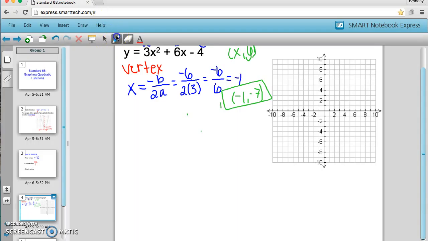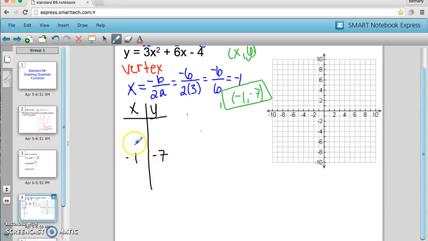Okay, so we create our X, Y table. All right, so I'm going to use my vertex as my starting point, okay? So my X value of my vertex is -1. I already know my vertex is -1, -7.